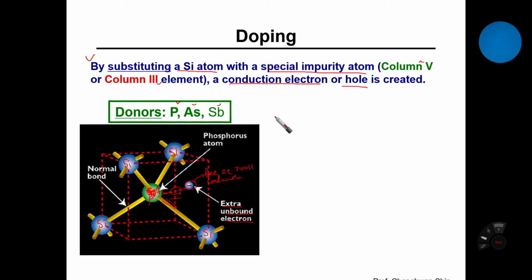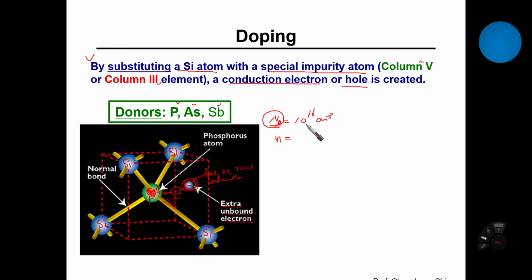So here we can do this type of math. N sub d, the number of donors, is supposed to be 10 to the 16 per unit volume. Can you guess how many electrons we can have once all the donors donate their fifth outermost electron to the single crystalline material? Can you guess how many free electrons we can have?